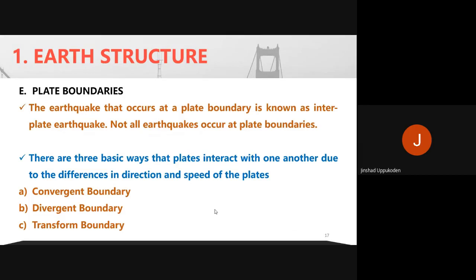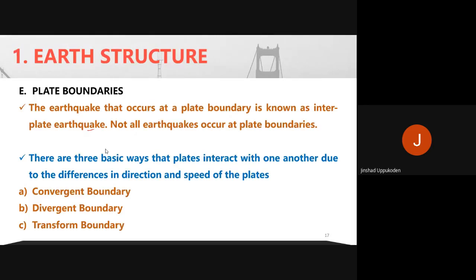Okay, so the earthquake that occurs at a plate boundary is called an interplate earthquake. Most of the earthquakes, that is 80% of the earthquakes, occur at the plate boundaries, and the rest also occur within the plates. That doesn't mean that all earthquakes occur at plate boundaries. 80% occur at the plate boundary. The rest also occur within the plate due to other conditions.